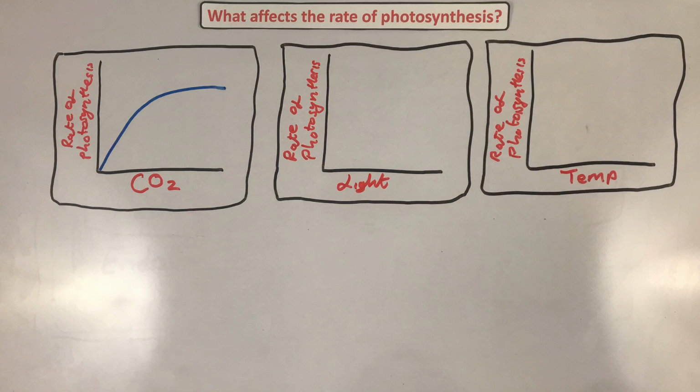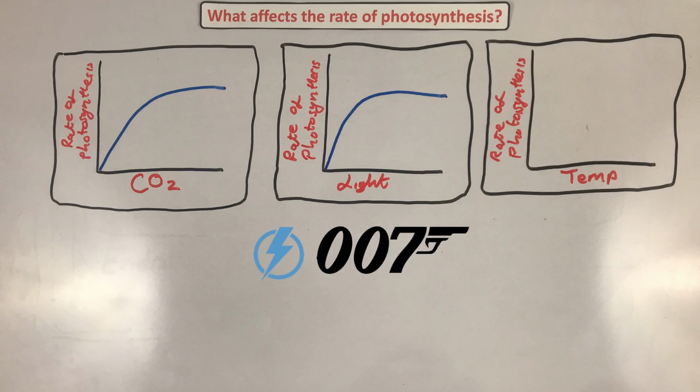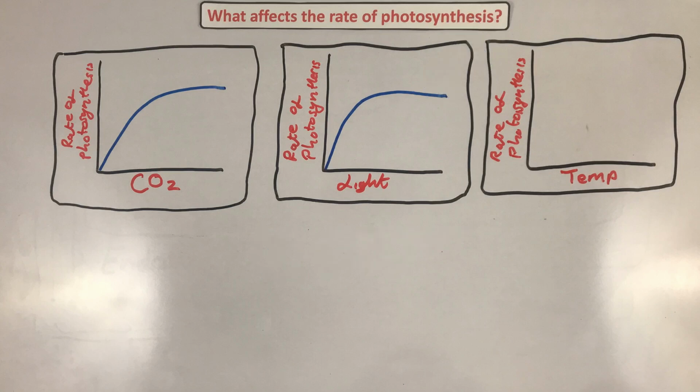The graph for light intensity and photosynthesis looks like this. This is the input energy that actually breaks the bonds in your reactants. The higher the light intensity, the more bonds that can be broken in your reactants and therefore the higher the rate of photosynthesis. And finally, the graph for temperature and photosynthesis looks like this.